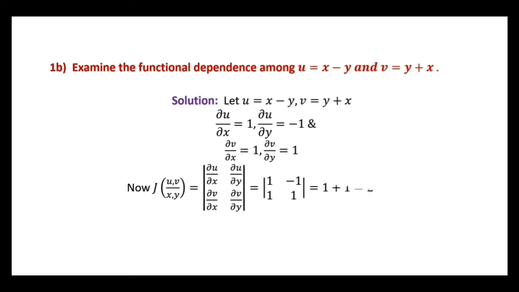To check the functional dependency, you need to consider the Jacobian of u, v with respect to x, y, that is the determinant with the 4 entries, ∂u/∂x, ∂u/∂y presented in the first row, and similarly the second row entries are from the second functional. The determinant gives 2, which is non-zero. We came to conclude that functionals u and v are not functionally dependent. That means those are independent.